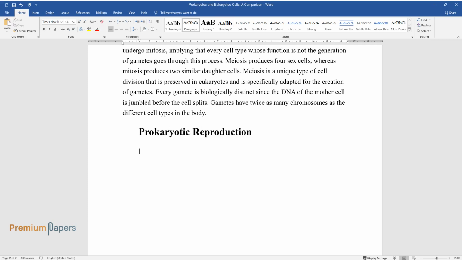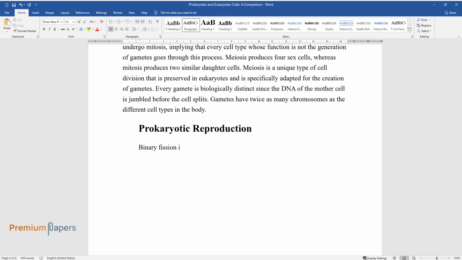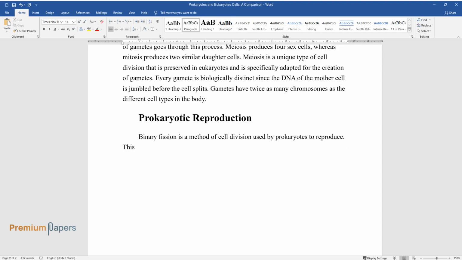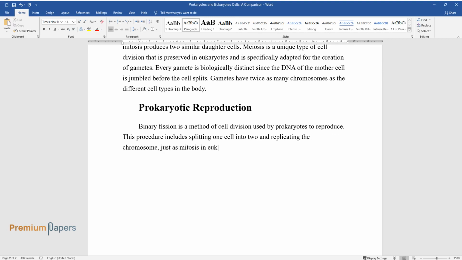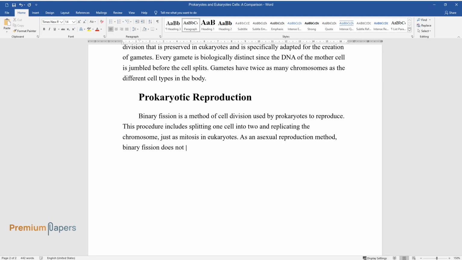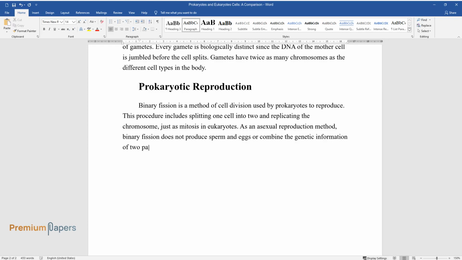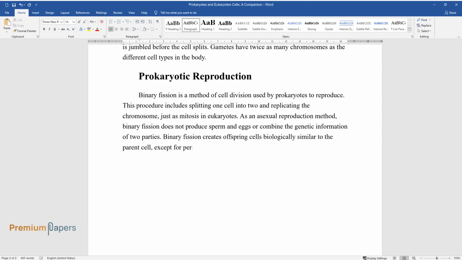Prokaryotic reproduction. Binary fission is a method of cell division used by prokaryotes to reproduce. This procedure includes splitting one cell into two and replicating the chromosome, just as mitosis in eukaryotes. As an asexual reproduction method, binary fission does not produce sperm and eggs or combine the genetic information of two parties. Binary fission creates offspring cells biologically similar to the parent cell, except for periodic modifications to the DNA pattern.